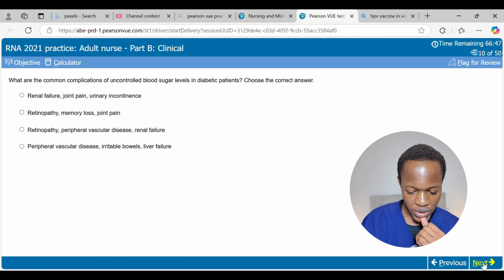What are the common complications of uncontrolled blood sugar in diabetes? Ketones. Choose the correct answer. Renal failure, joint pain, urinary incontinence, no. Retinopathy, yes. Peripheral, yeah. Renal failure.